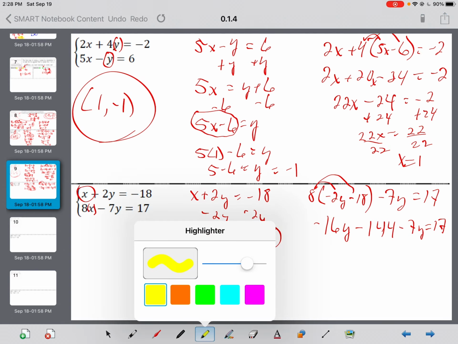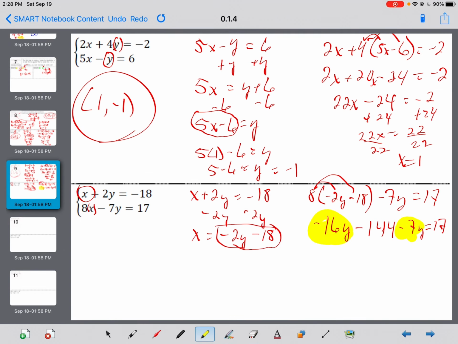Like terms, get back to yellow. The y's are like each other. They're both negative, so they're going to combine. It's like add negative 7. So negative 16 and 7. 4 off of the 7 makes 20. There's 3 left, so negative 23y minus 144 equals 17.